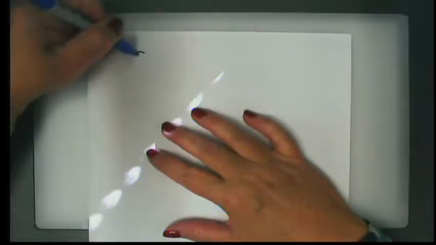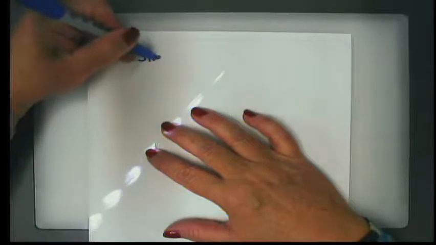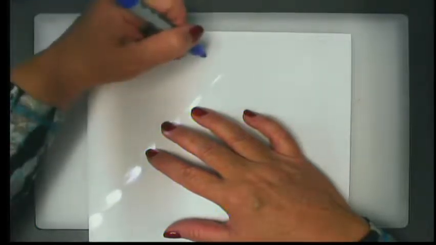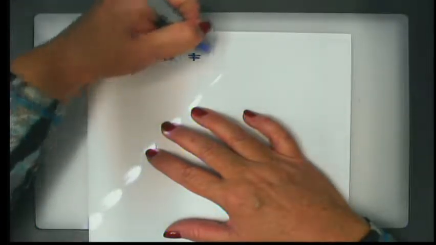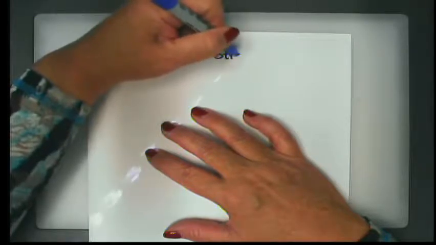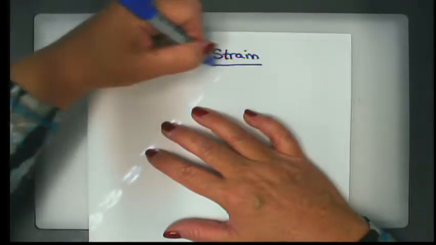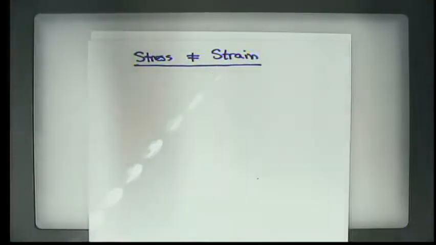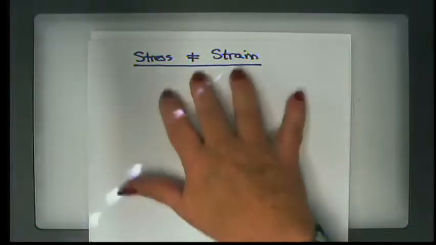So we're going to come over to the document cam and take a look at the first thing that I want to do, which is to talk about the difference between stress, which we discussed in chapter 1, and strain, which we will discuss in chapter 2. I want to explicitly state this: stress and strain are not the same thing. They are not equal to each other.